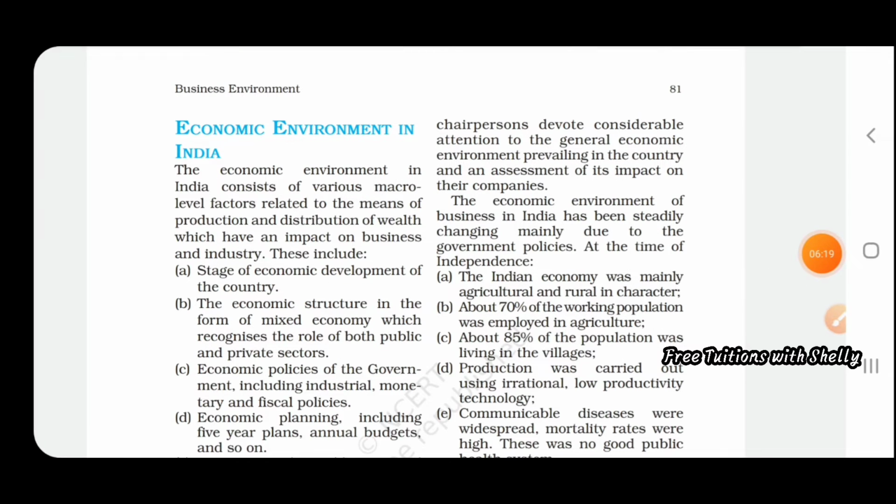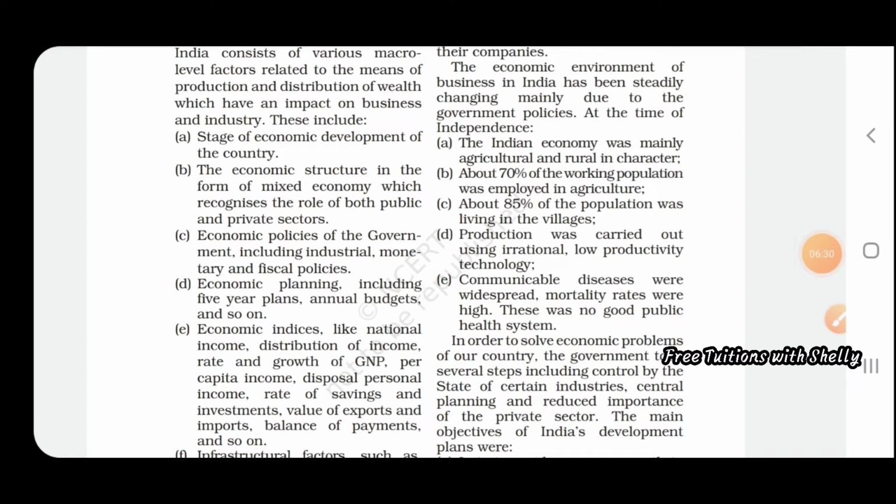And the economic environment of business in India has been steadily changing because the government policies are also changing. After independence, the Indian economy was mainly agriculture and rural in character. About 70% of the working population was working in the agriculture sector. 85% of the population was living in villages, and production was carried out using irrational low productivity technology. So communicable diseases were widespread.